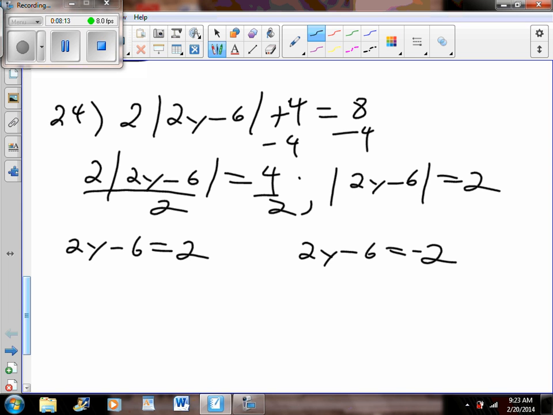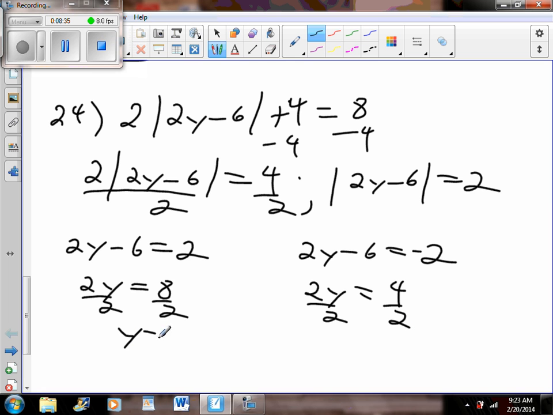So when I add 6 here, I get 2 plus 6 is equal to 8. And 6 and a negative 2 is equal to what? 4. 6 minus 2 is 4, right? Y'all with me on that? Yeah. Divide by 2. And over here, y becomes equal to 4, and y becomes equal to 2. And again, you should plug those in there.